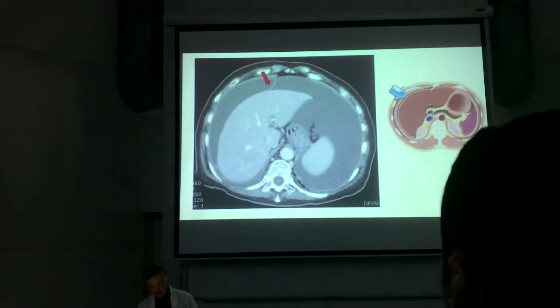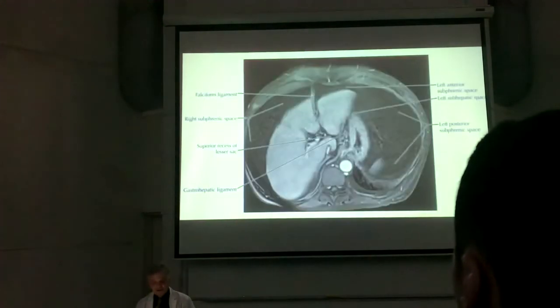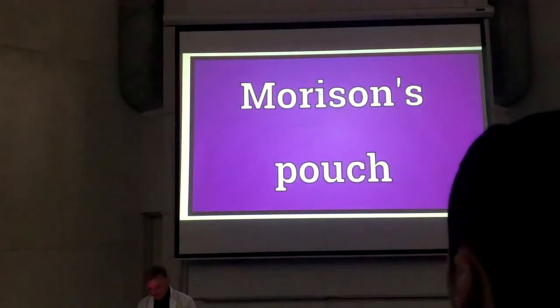This is a CT scan of a patient with fluid in the peritoneal cavity. This is the liver, and you see this line here? This is the falciform ligament. And again, this is the falciform ligament. We can see it only in patients who have a collection of fluid in the abdomen on CT scan. Here is again the falciform ligament between the right and left lobes of the liver.